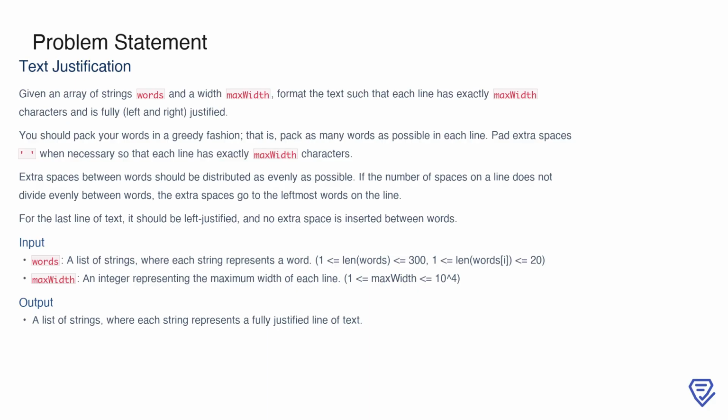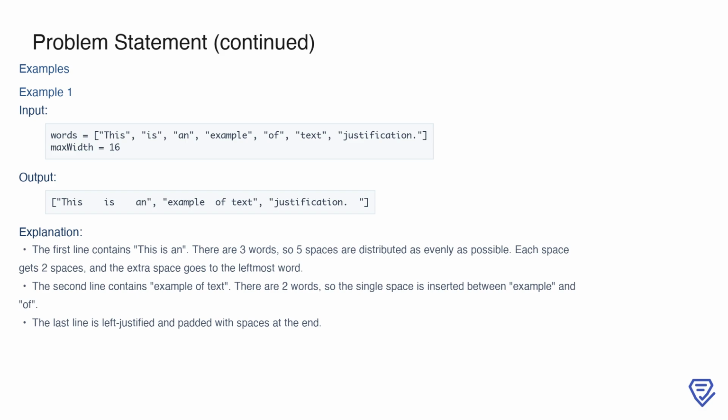For the final line, it should only be left justified, with no extra spaces inserted between words, and any remaining space is padded at the end of the line. The input consists of a list of strings called words and an integer max width, and the output is a list of strings where each string represents a fully justified line of text. Let's look at an example.